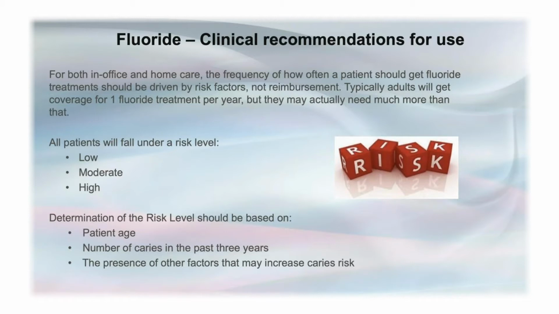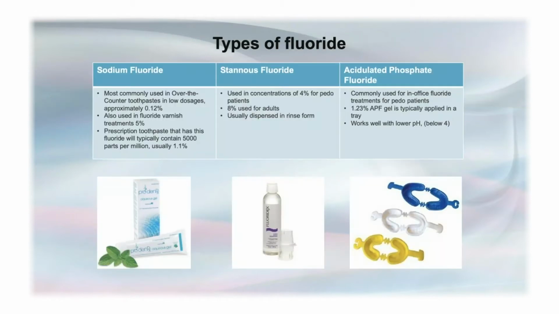And so you've got to put the patients under a risk level, low, moderate, or high. And determination of the risk level should be based on their age, the number of cavities in the past 3 years, and the presence of other factors. You've got to look at their health history and see what their risk factor is. And there's different types of fluoride, over-the-counter fluoride. You've got to look at the percentage, you've got to look at the age of the patient. And some children that use it, you've got to talk to the parents. The parents have to help them. Adults, you need to use it in adults. Like I said before, it's not just for children, it's for adults too, so you've got to explain to them.